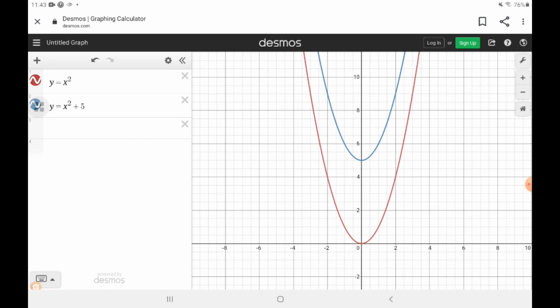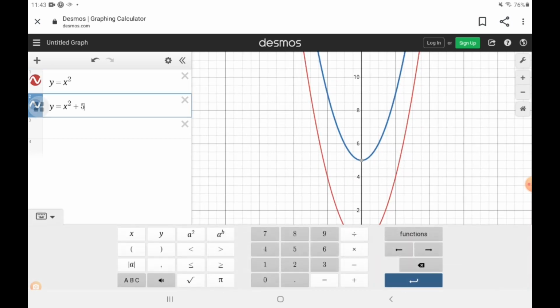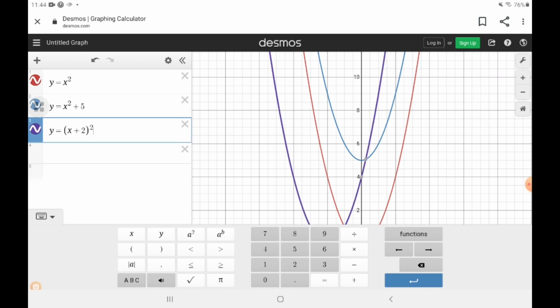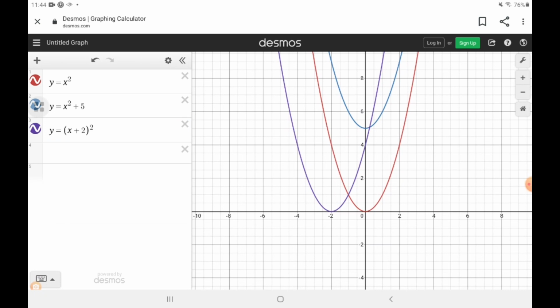Let me enter another equation where there is a horizontal shift. y is equal to x plus 2 the whole square. When you look at the graph here, the graph y is equal to x squared is shifted 2 units to the left. You can see the purple graph in here, shifted 2 units to the left. So one graph is shifted 5 units up and the second graph is shifted 2 units to the left.